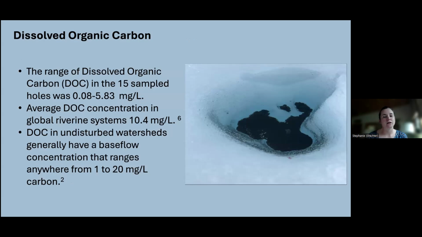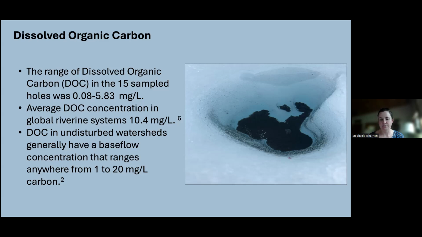The next collection I did was for dissolved organic carbon. I collected water from 15 random holes, and the range of dissolved organic carbon I found to be 0.08 to 5.83 milligrams per liter. Just to give some context to how much that is, the average DOC concentration in our global rivers is 10.4 milligrams per liter. The amount found in the holes is obviously less than that number.